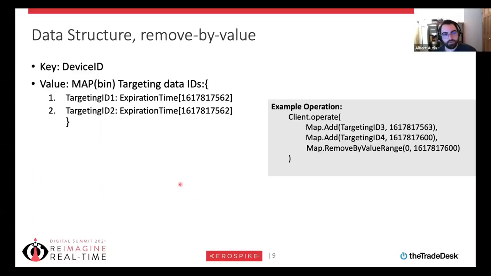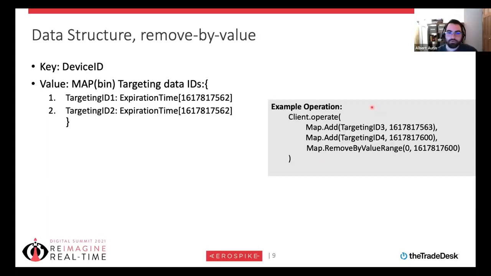So our data structure is as follows. For a specific device ID as the key, we want a map or a dictionary of targeting IDs. And for each targeting ID, it must have some expiration date. We represent the expiration date as a custom epoch timestamp and perform a remove by value with a range of epochs start to now. This example is just shown with regular epoch time for ease of reading, but in our production use case, it has much lower resolution.